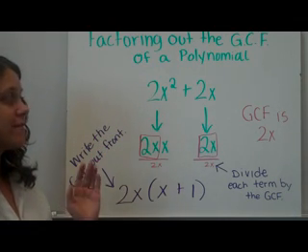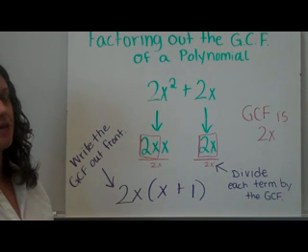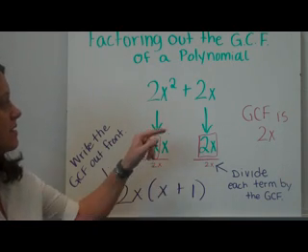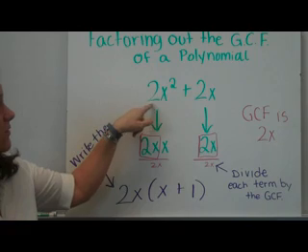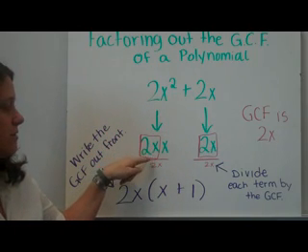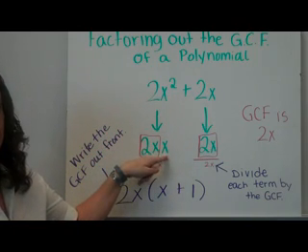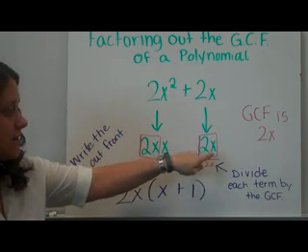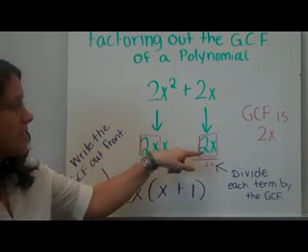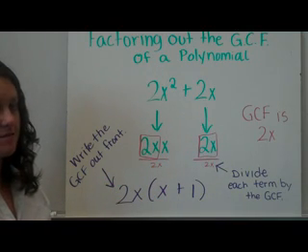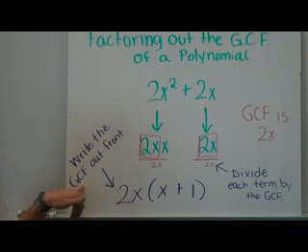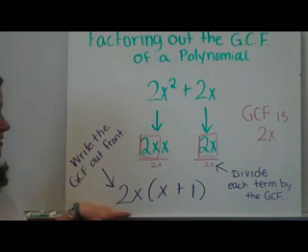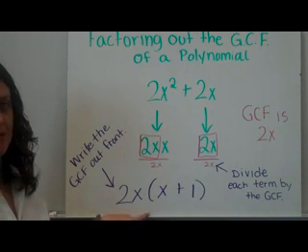If we're going to factor out the greatest common factor, we need to figure out what the greatest common factor is. The factors of 2x squared are 2 times x times x. The factors of 2x are just 2 and x. You can see I put a box around the greatest common factor. I'm going to write the greatest common factor out front, so I'm going to write 2x.